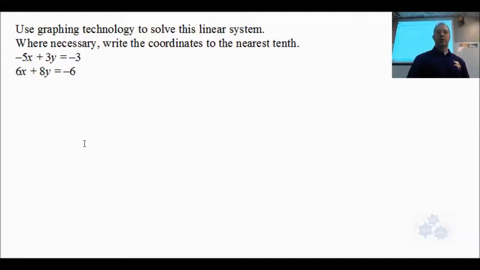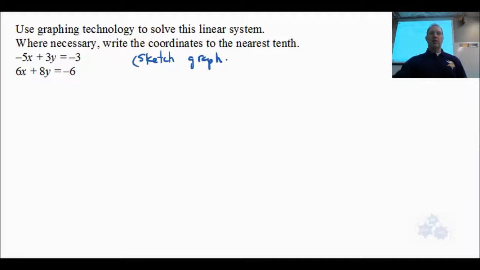That's the first thing you want to do, and we'll do that at the beginning of the test probably. Now, when you get to a question that looks like this, it'll say use graphing technology to solve this linear system, where necessary write the coordinates to the nearest tenth. You also might see a little instruction to sketch your graph, a rough sketch of the graph on the paper. I just want to see that you've actually sketched the graph. It doesn't have to be a careful sketch. You don't have to use your table of values or anything to make it exact. Just a rough sketch, and I'll show you exactly what I mean.